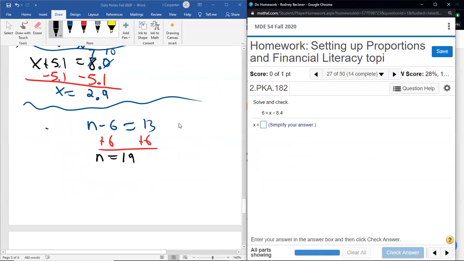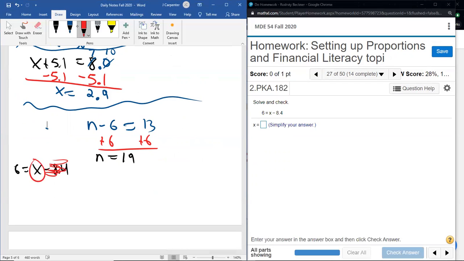If the variable's on the right side, does that really affect anything? No. 6 equals x minus 8.4. The x is what you're trying to isolate, so you've got to get rid of the minus 8.4. We do that by adding 8.4 on both sides. You'll want to make that 6.0 then. And then we get equals x on the right side. Those cancel. And then 60 plus 84, well, 0 plus 4 is 4. Bring down your decimal, 6 and 8 is 14.